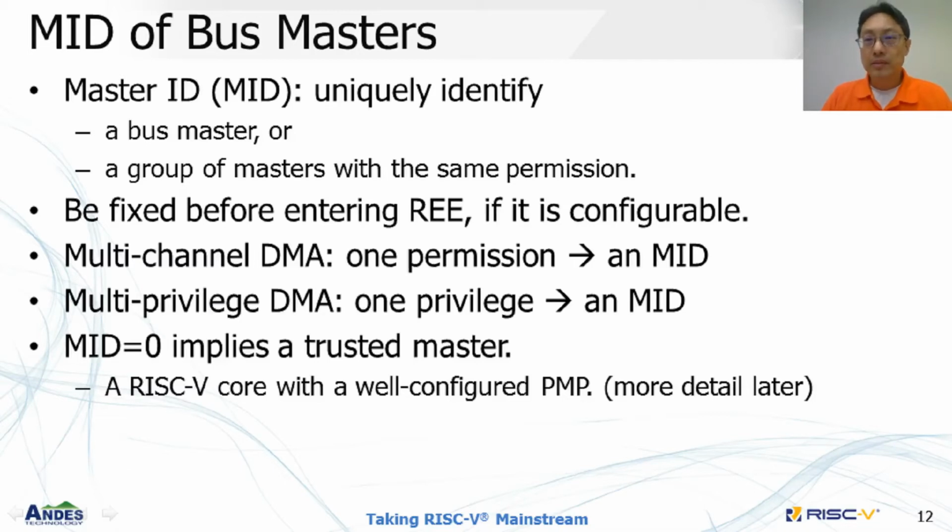However, in some cases, one bus master may have two or more different permissions. A multi-channel DMA is an example that may have different permissions for each channel. Another example is a crypto engine. If reading the key, reading and writing plain text, and reading and writing ciphertext belong to different permissions, each permission should use one MID.